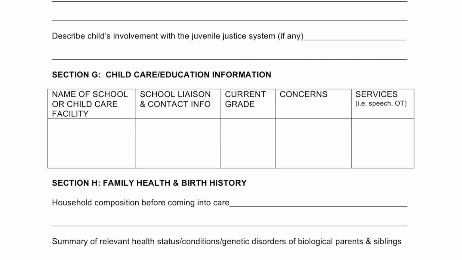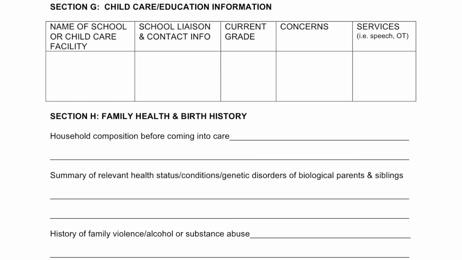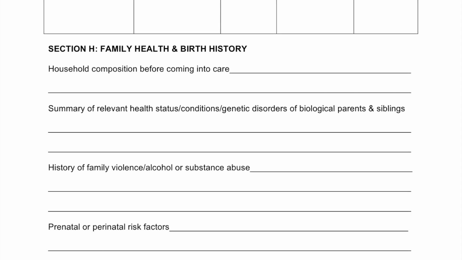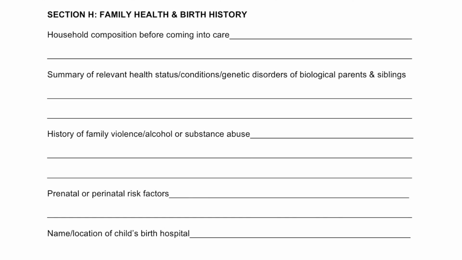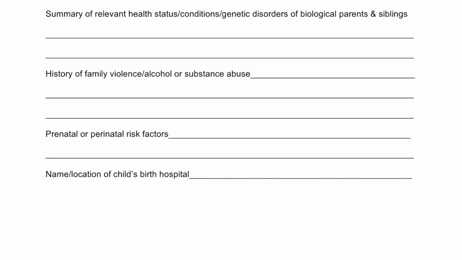But it's critical to have things such as allergies, medications that need to be continued, children, for example, that need asthma medication or EpiPens. Those kinds of things are critical. We want to make sure that the children are getting appropriate medical and safety care while they're in our custody.